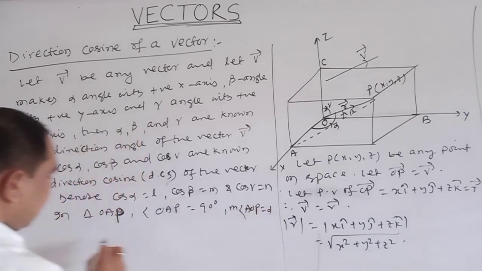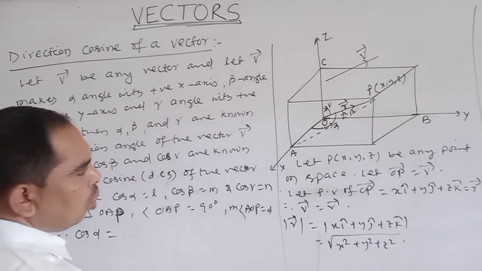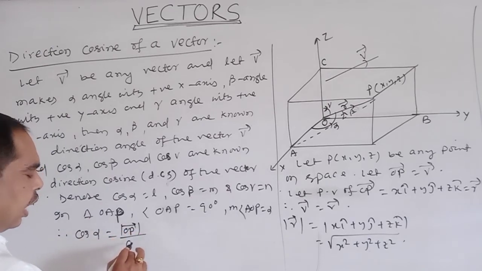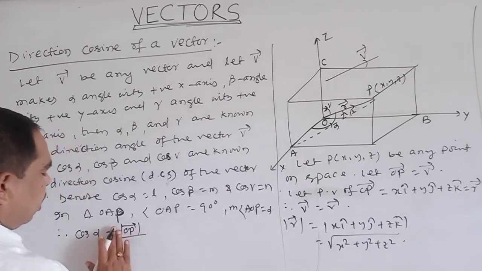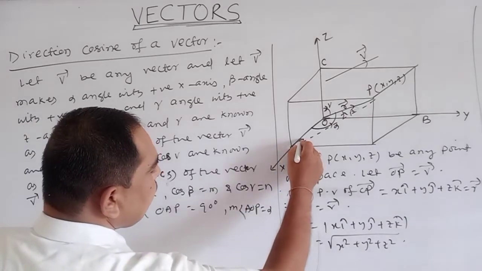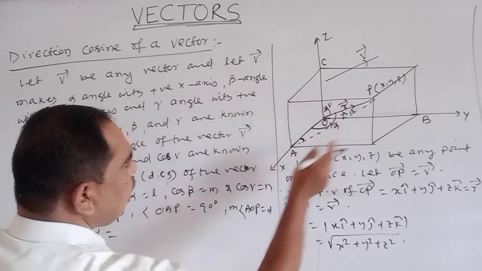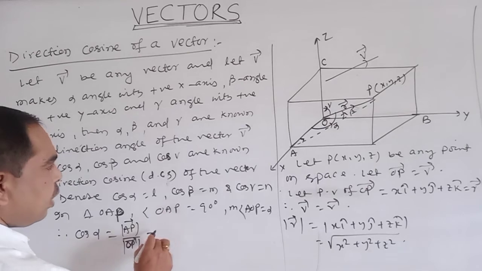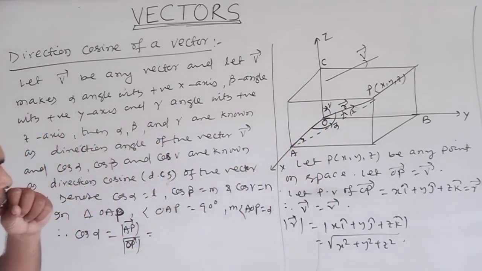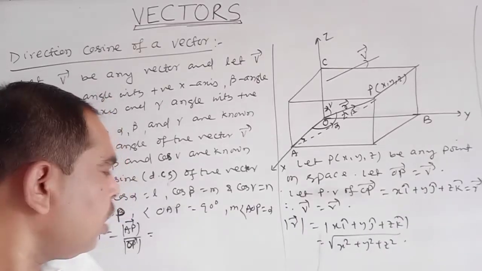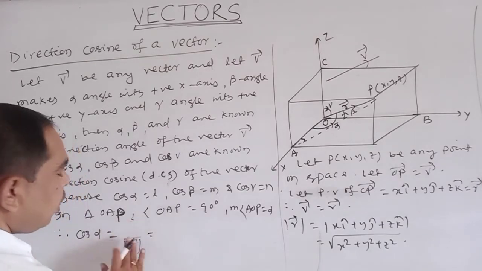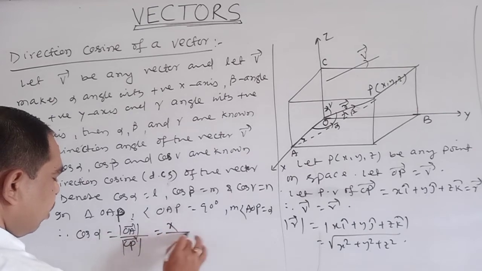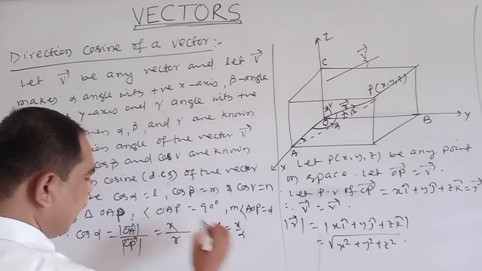is equal to alpha. Therefore cos alpha is equal to OA divided by OP. Sorry, not AP, OP. OA means X and OP means R. So therefore L is equal to X by R.